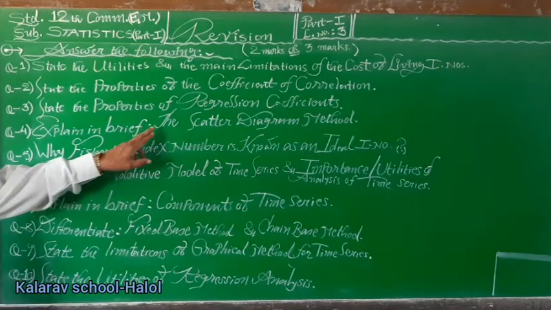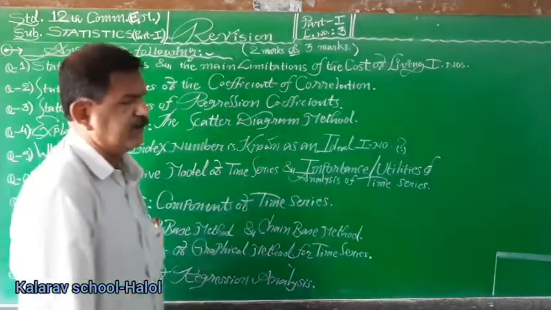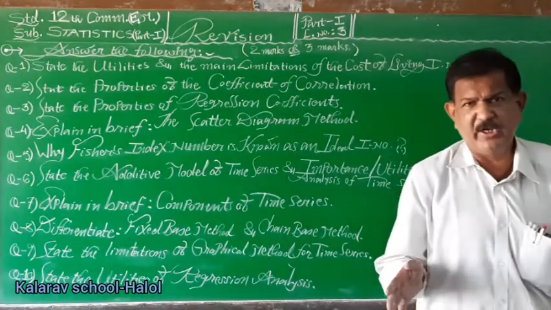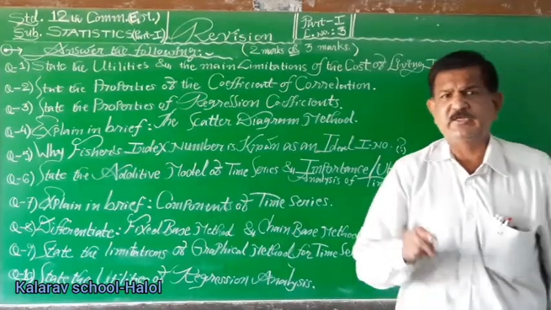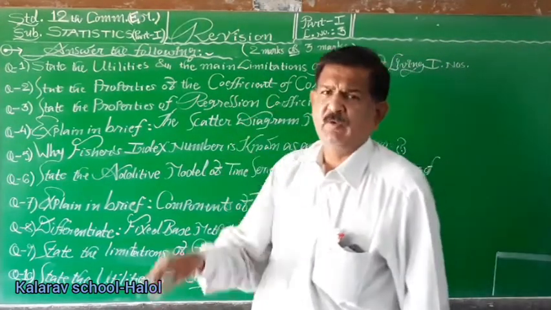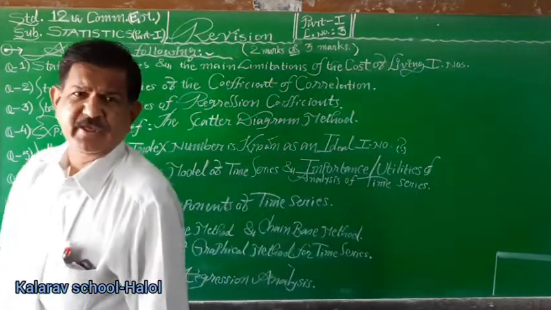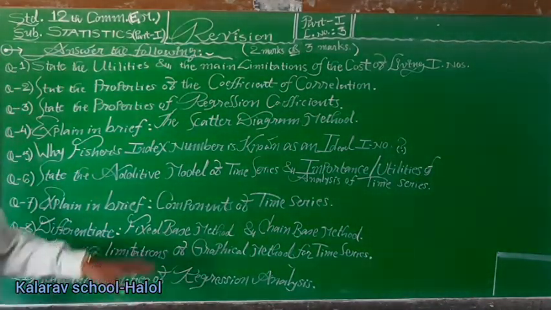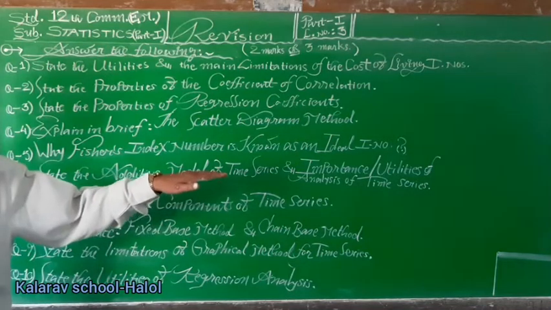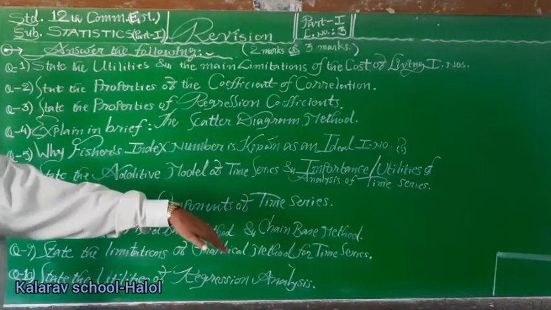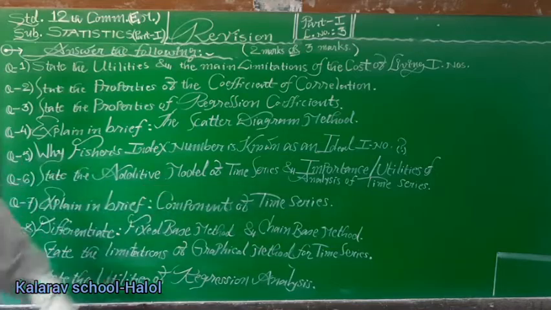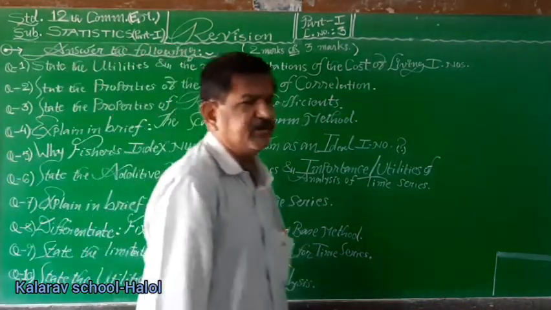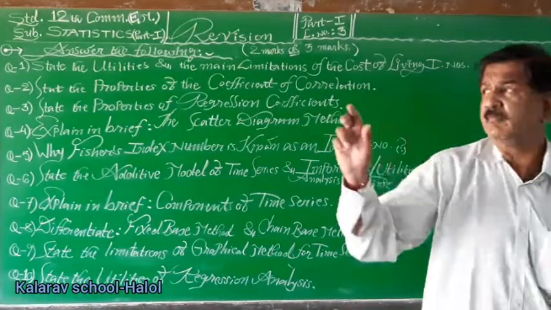Explain in brief the scatter diagram method for studying the correlation. If there is perfect positive correlation or perfect negative correlation, points are plotted or scattered in a straight line manner, right? From lower left corner to upper right corner, or from upper left corner to lower right corner, and we have studied this very well. All these questions are of statistics part 1.